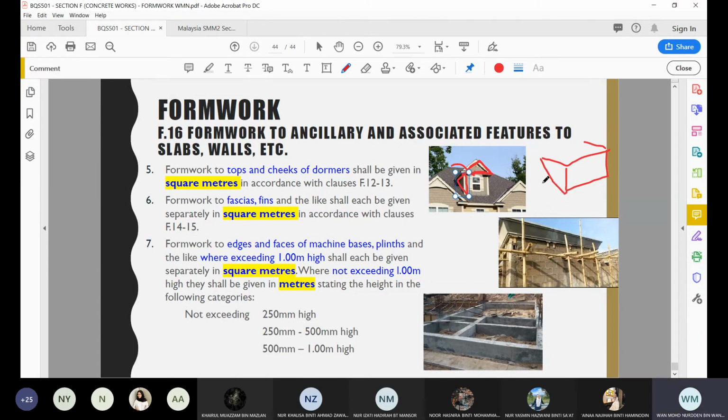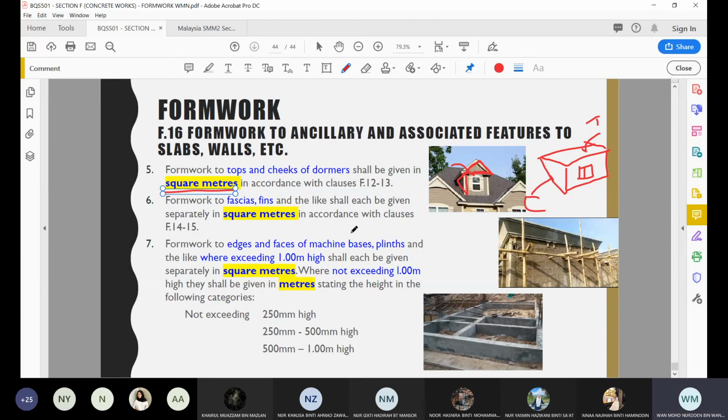Okay, kalau kita ada dormers macam ni, this is the cheek, this one kat atas dia lah, kat sini tingkap. This one will be the wall lah. So this is top, this is cheek. Formwork to top and cheeks of dormer shall be given in square meter. Unit dia dalam square meter in accordance with clause F12 to 3. Okay. To 13.